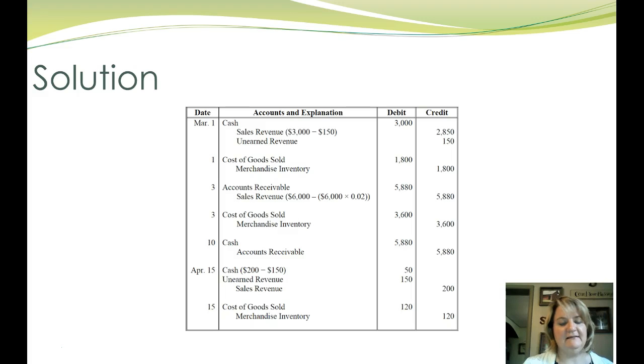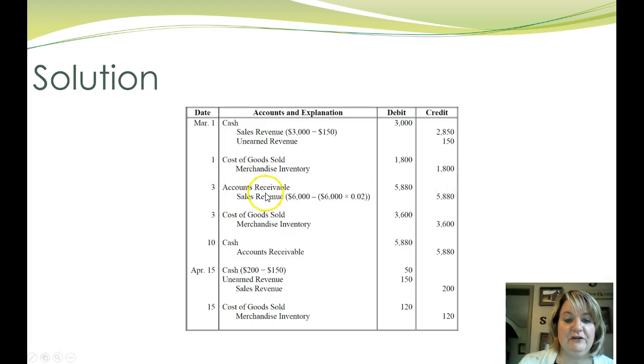You would credit sales revenue, $3,000 minus the $150 award, and then you would also credit unearned revenue for the $150 award because you haven't earned that revenue yet. It will be at a future date. Also on March 1st, cost of goods sold for $1,800 and merchandise inventory for $1,800.